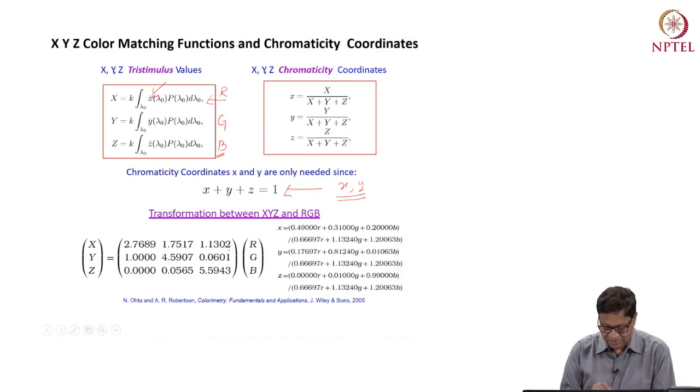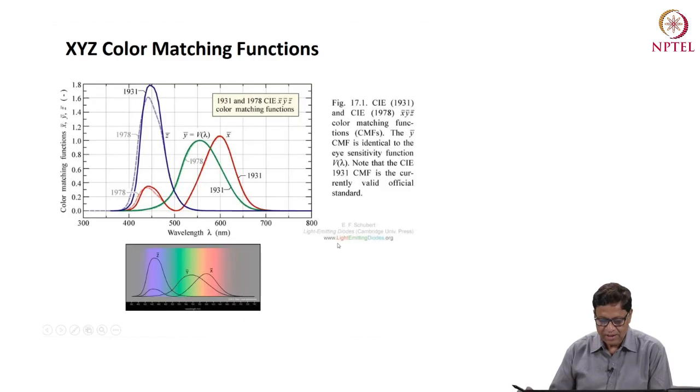So they are related in this fashion, and these are the X, Y, Z. One of the quantities, Z, is not required because we know x plus y plus z is equal to 1. So basically we require just two components, x and y. x can be represented in terms of some constants times the red component, the green component and the blue component, and similarly y can be represented in terms of R, G and B. So this is a typical XYZ color matching function.